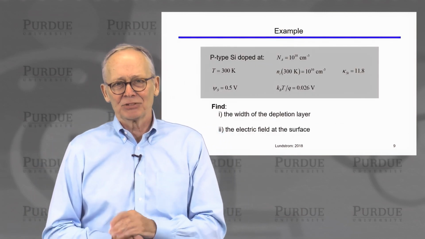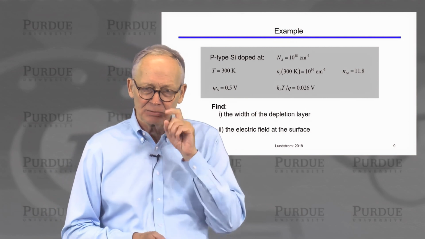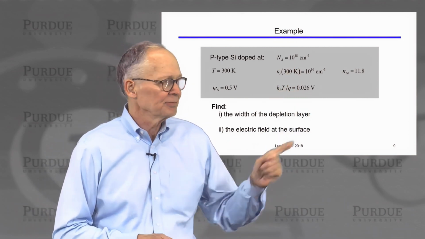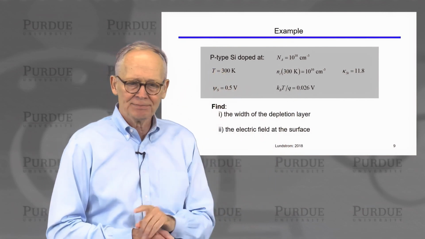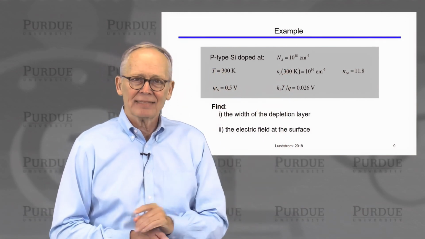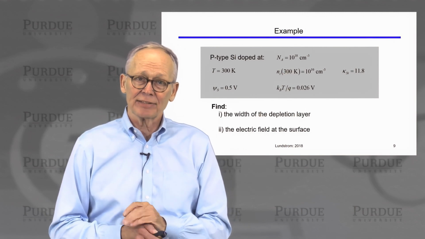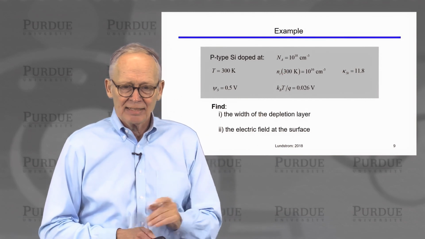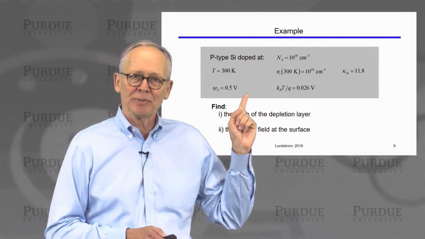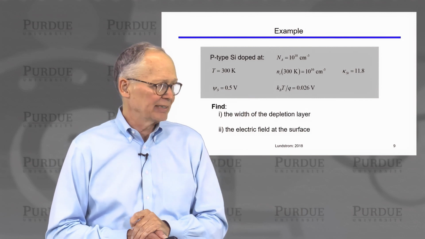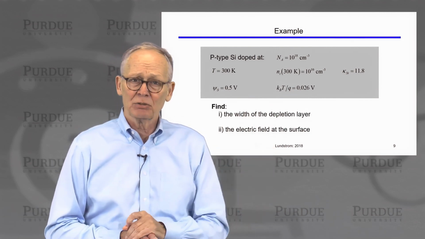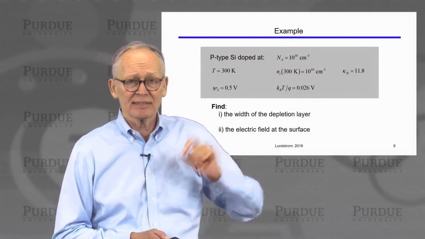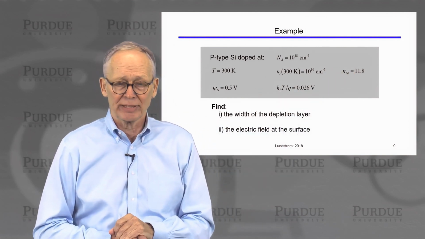Let's take an example just so we can get comfortable with how some of these numbers play out. P-type silicon, doped 10 to the 18th per cubic centimeter, room temperature 300 Kelvin. You may recall that Ni, the intrinsic carrier density in silicon, is almost exactly 1 times 10 to the 10th. Let me just assume that we've bent the bands by 1/2 volt. The surface potential is a half a volt. kT over q is 0.026 at room temperature. And I'll need a dielectric constant of silicon. I'll assume it's 11.8.